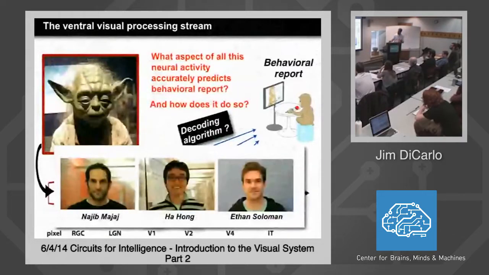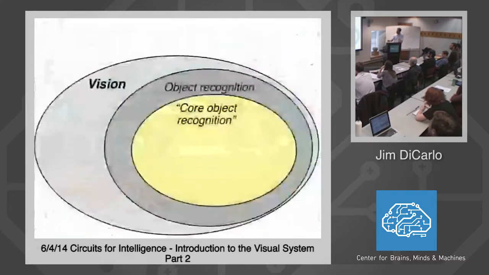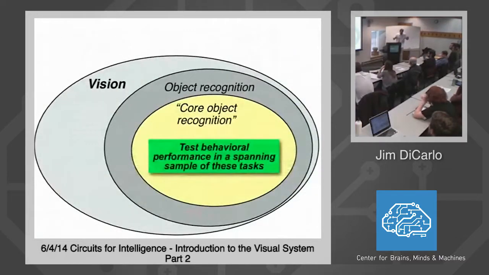This is Najib Majaj, who was a postdoc in the lab, Hanlin Hong, a grad student, and Ethan Solomon, an undergrad at the time. Again, we're in the domain of core object recognition, and remember, we're trying to ask, does the neural activity predict behavior? You have to actually go and measure behavior. I showed you a little bit of that earlier with the monkey, but now I'm going to show you what we measured. We didn't characterize the whole domain of core recognition. That's challenging, although we made some recent progress on that. What we did do is test behavioral performance on a sample of spanning tasks. I'll show you those in a moment. You can decide how spanning they are, but I'll just show you what we did.